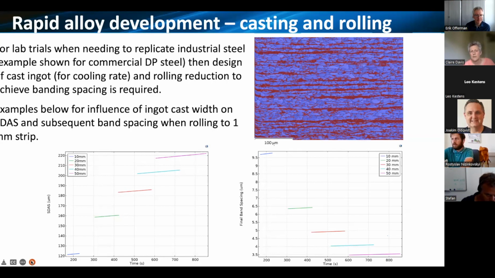Then if we're going to roll this down to 1 millimeter, at the moment, that's the thickness that we've chosen, then we know what our rolling reduction is. If we know our starting secondary dendrite arm spacing, we can see what secondary dendrite arm spacing we would have in that rolled product. And by looking at commercial material, we can make sure that we select the appropriate ingot width and rolling reduction to give something that's representative of commercial material. And then we can ensure that we're replicating the microstructural developments as we go through.